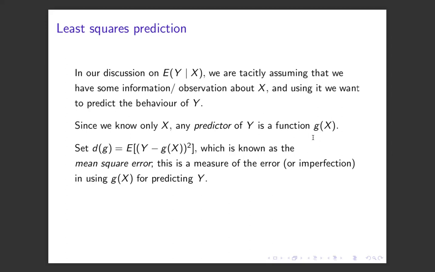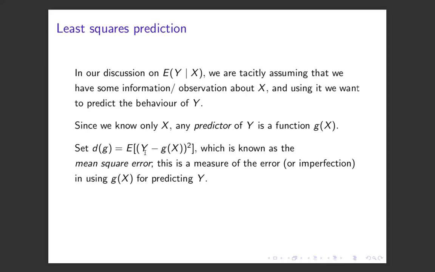And one notion of this distance, which has proved to be very useful in various branches, in statistics, for example, and also in various approximation results you will be coming across in functional analysis, is the L square distance, L2 distance, or to use the statistical terminology, mean square error. So if you put d of g as, let's say, the expectation of y minus g of x whole square.